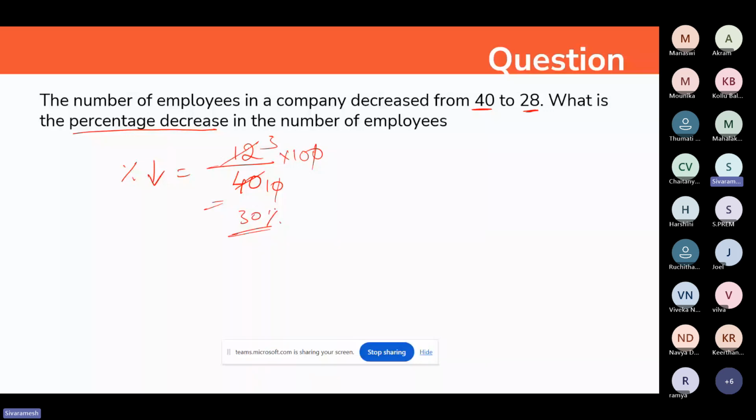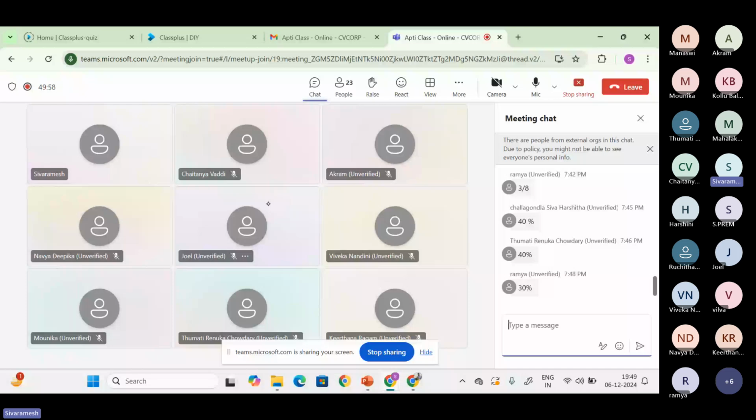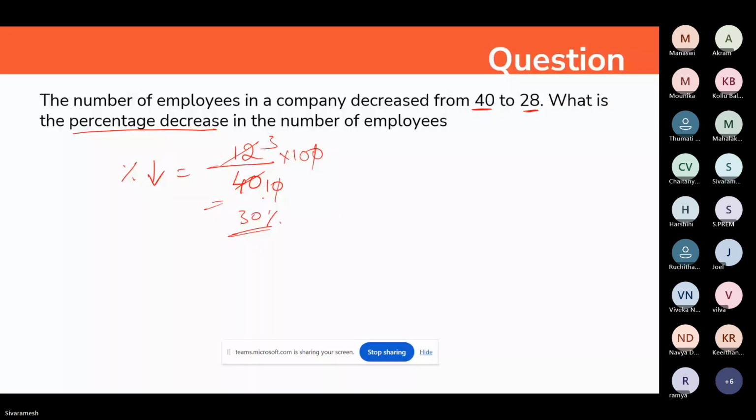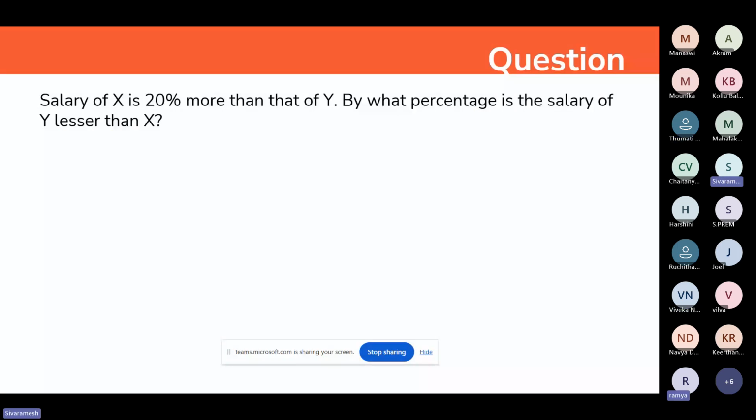Okay, hope you all are clear. Yes, I'm getting some answers in the chat box as well. Very good. Okay, hope you all are clear with this. Yes, we'll go for the next one. Okay, can you try solving this question?